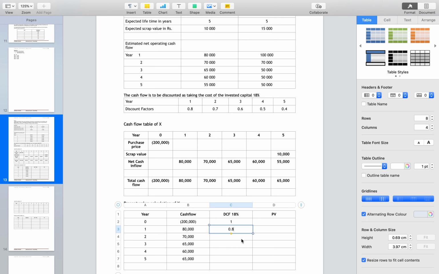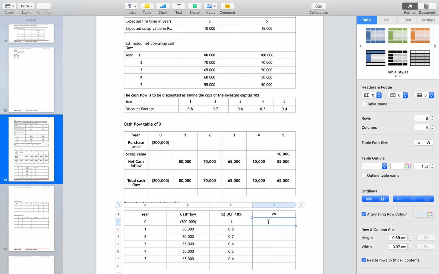0.8, 0.7, 0.6, 0.5 and 0.4. Right. Okay, now guys, how you are going to get this last answer? It's like this. Always remember, cash flow, you have to multiply it by your discounting factor. Right, so remember how to get present value. Take your cash flow, multiply it by the discounting factor and mark your answer over here.